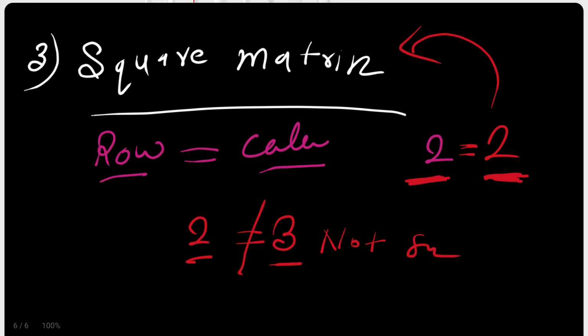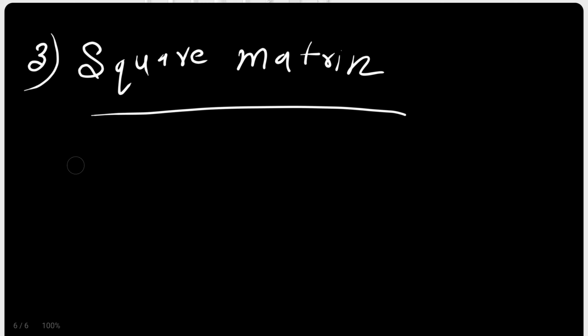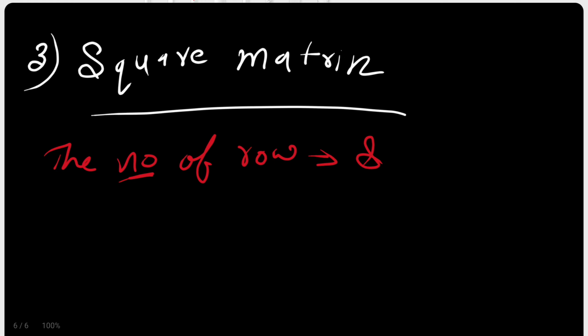So write the definition here. The number of rows and the number of columns is to be equal. What is the definition of a square matrix? The number of, I am writing "no.", it means number only. The number of rows means like that, and columns means like that.